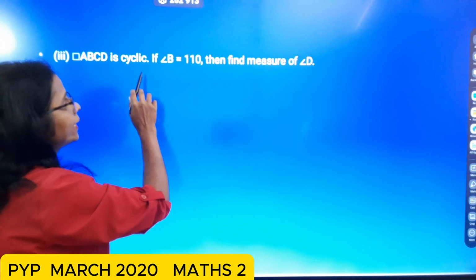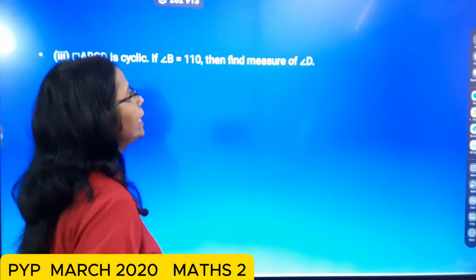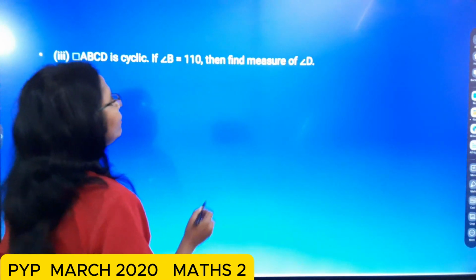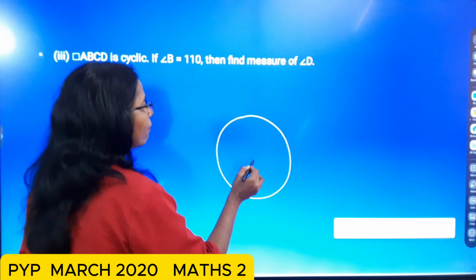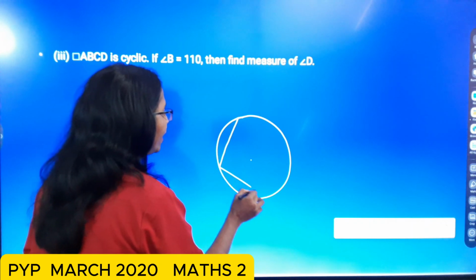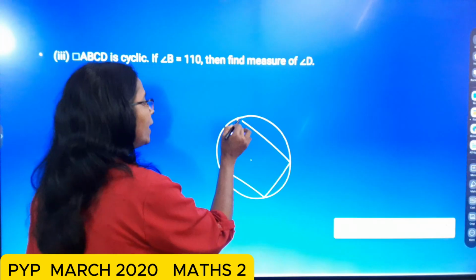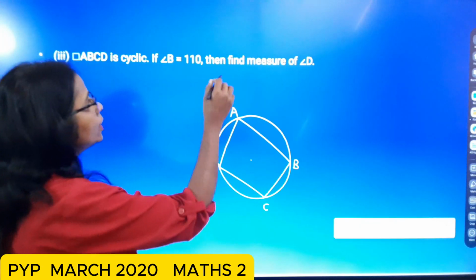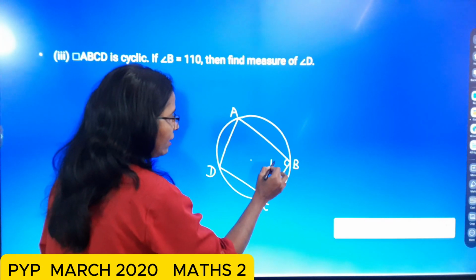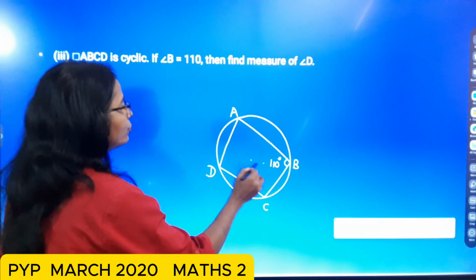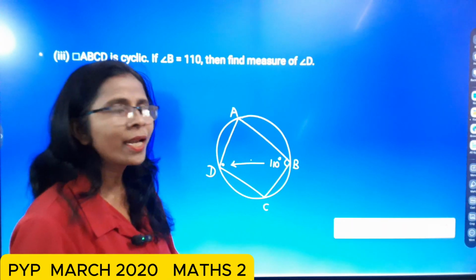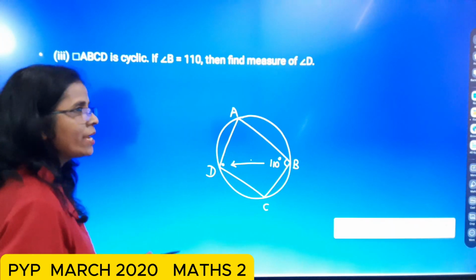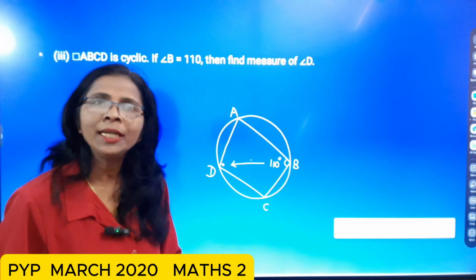Quadrilateral ABCD is cyclic. If angle B is equal to 110, then find measure of angle D. Now here students, see that this is the circle and in that circle there is a cyclic quadrilateral. I name it A, B, C, D. Now here students, this is angle B which is equal to 110 and we have to find out the angle D. So now here angle B and angle D are opposite angles students. So here we use the theorem of cyclic quadrilateral.